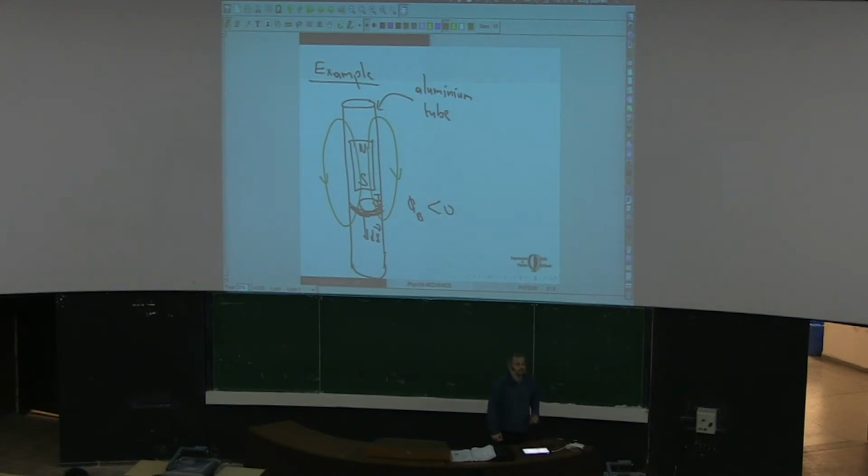Does the magnitude of the flux increase or decrease as the magnet is approaching? Well, if you are far away from the magnet, the magnetic field is small. If you are close to the magnet, the magnitude of the magnetic field is larger, so the magnitude of the flux is increasing as the magnet is moving down. Phi B, the magnitude is increasing, which means phi B itself is decreasing.